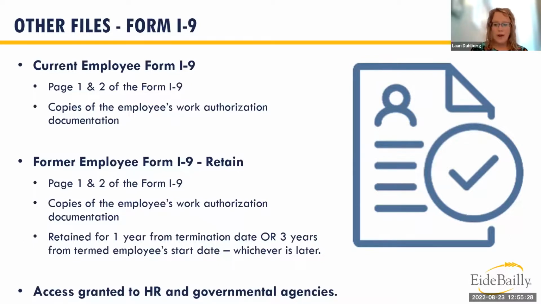So when it comes to those terminated employees, those are the only documents that you can destroy. Make sure that you have a document destruction tracking sheet for your termed employees and that you're getting rid of those terminated employee I-9s as soon as you can. So 1 year from date of termination or 3 years from their date of hire, whichever is later. Former employee I-9s, again, you want to retain page 1 and 2 of the I-9, and if you have copies of their work authorization documentation, you want to keep those as well. Form I-9s can only be viewed by HR and the governmental agencies that will want to take a look at those, which is ICE.